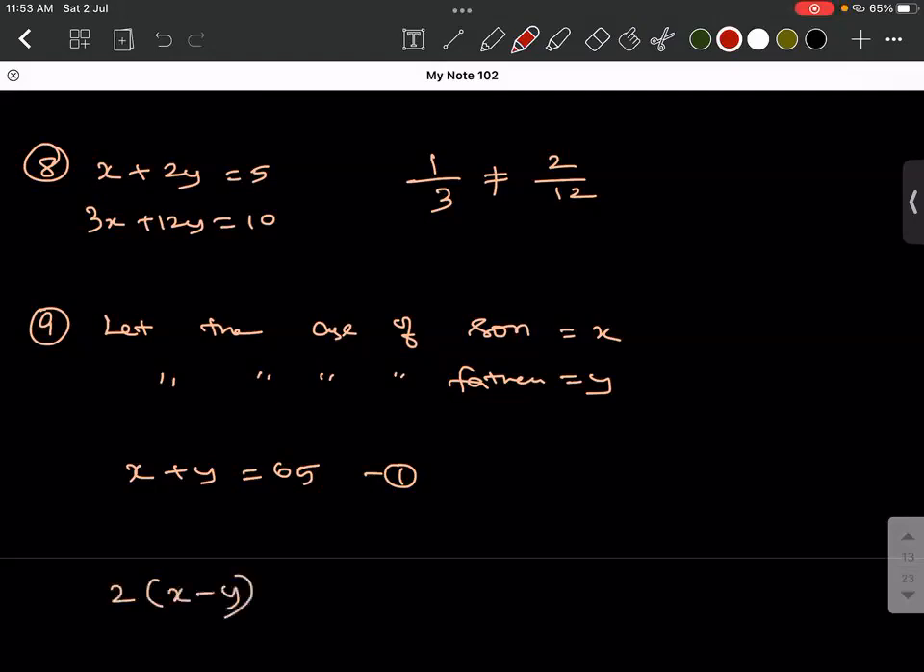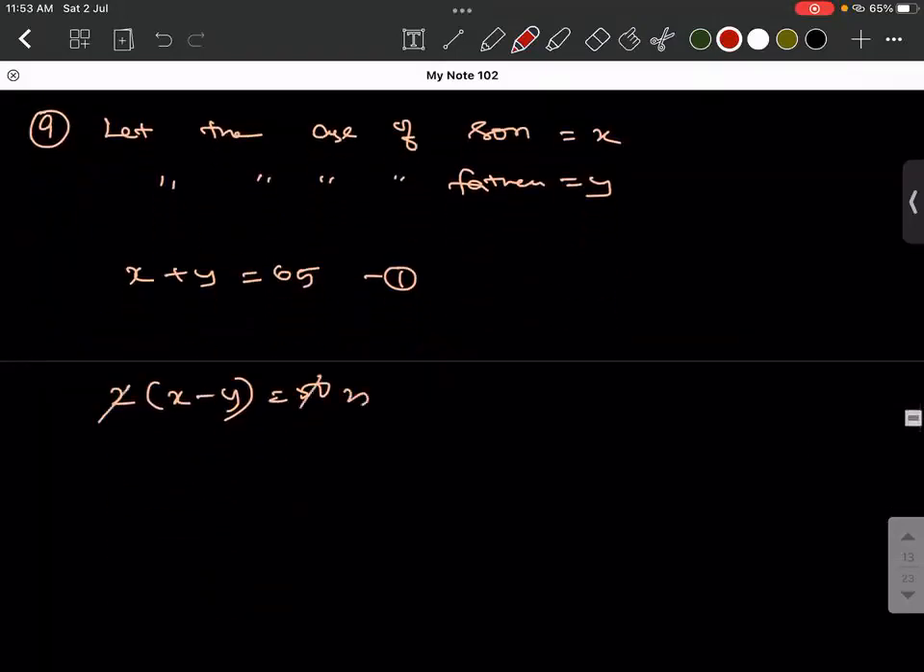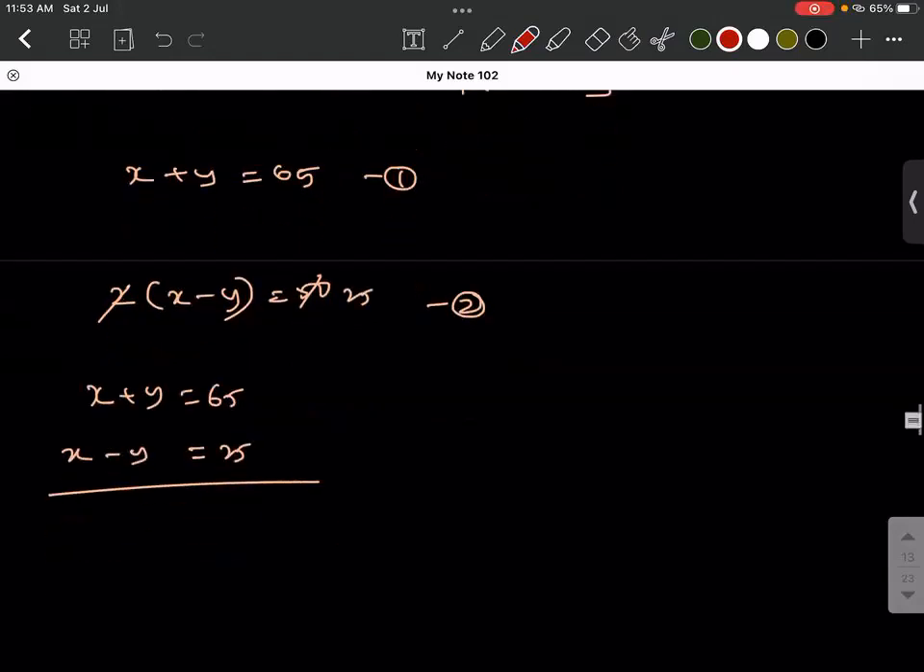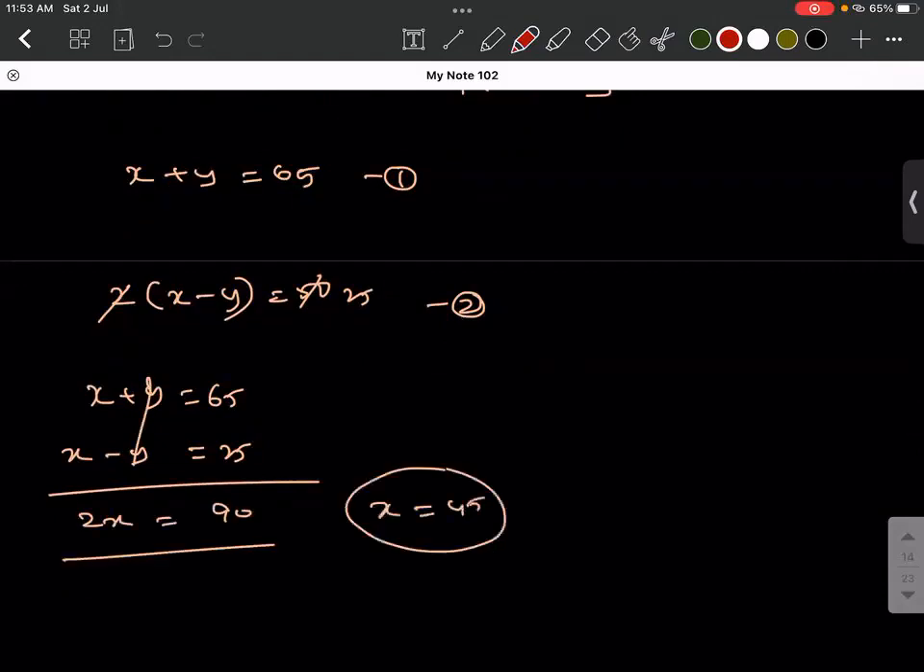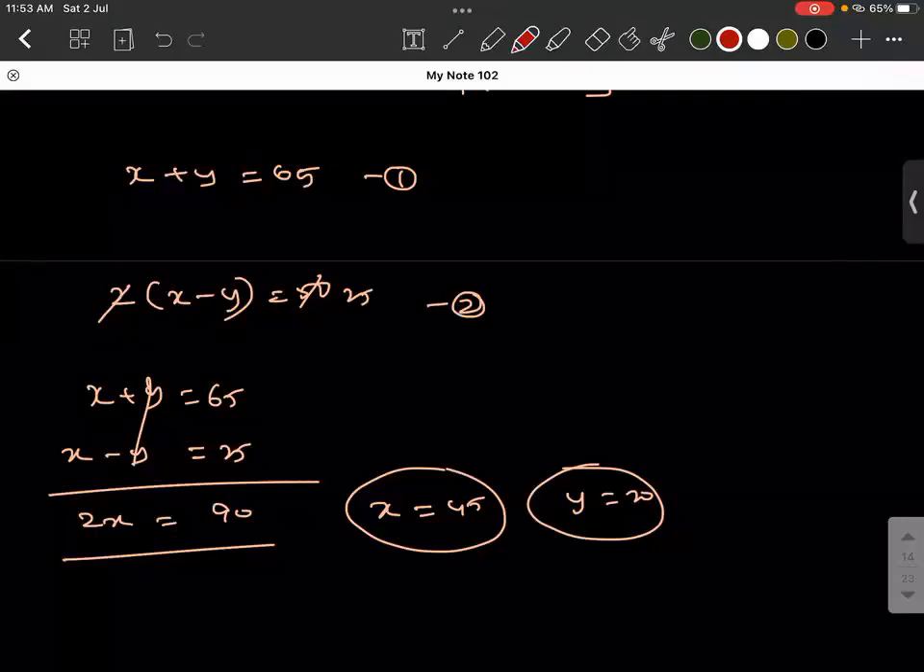Two times the difference of their age. Okay. So cancel it, you will get 25. So x plus y is 65, x minus y is 25. It's simple. Add both. You will get 2x is equal to 90. x is 45. When x is 45, y is 20. That's it. So is there an option?